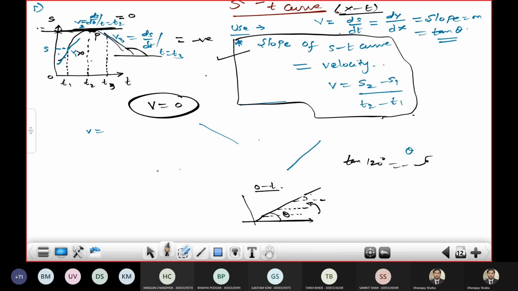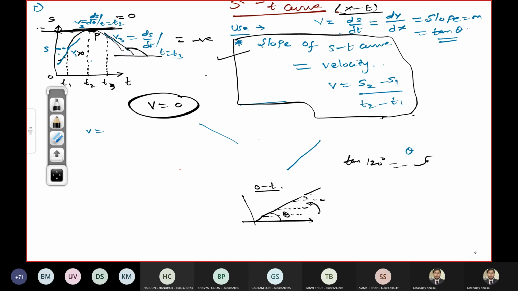So I hope this st diagram is clear to you. The slope of this st diagram will always give you the velocity, okay. ठीक है.